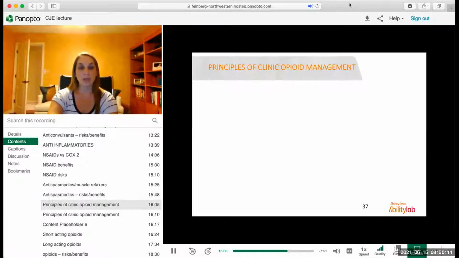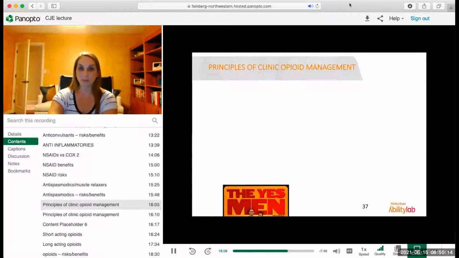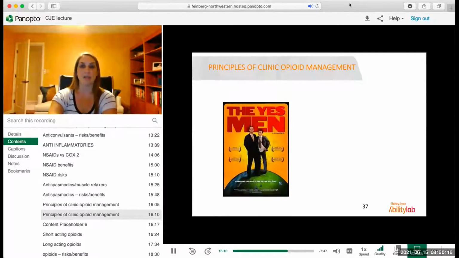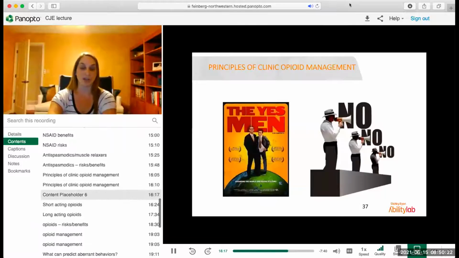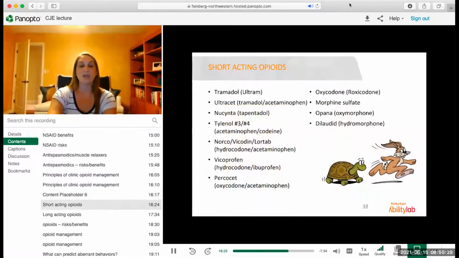So now we'll go into a little bit about opioid management. The first thing you have to think about when you're going to manage opiates is: are you going to be a yes man? It's easy to say yes to opiates. It's much harder to say no to patients when they want opiates or they want more opiates. So what is your philosophy? Do you always say yes? Do you say no? Or are you somewhere in between? And there are different kinds of opiates. You can have short-acting opiates or long-acting opiates.